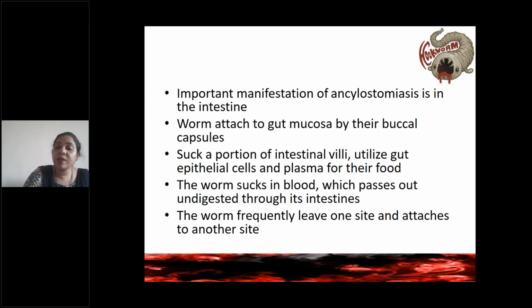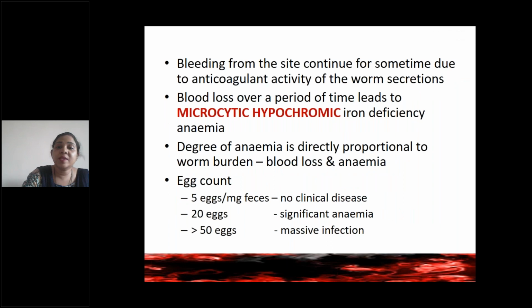After sucking the blood from one site, they leave that site and attach to a new site and suck from there. For example, if this is the worm, the worm first lies on this side and sucks the blood from here. After that, it will detach. Then it will move to another site, suck the blood from here, detach. Like that, it goes on. Bleeding from the site continues for some time.